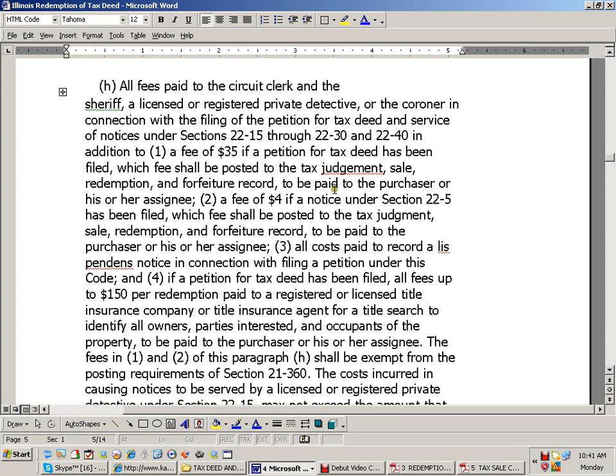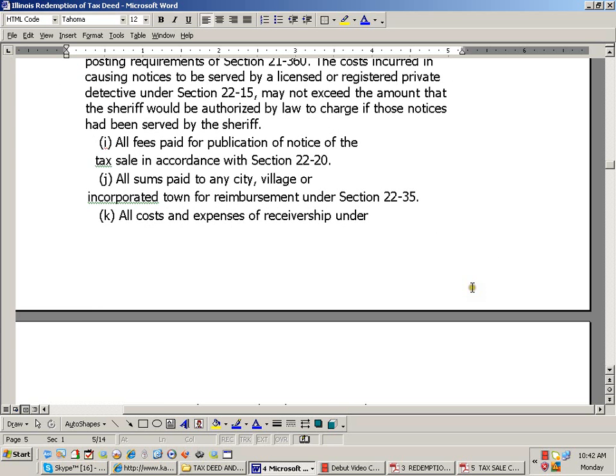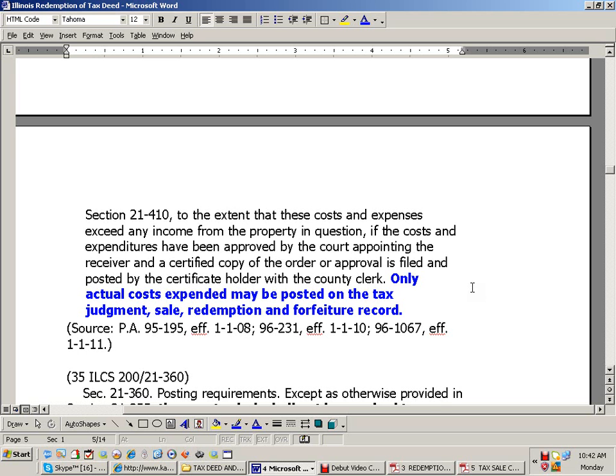So where would they file petitions for tax deeds? That's really what you need to find out. Where's the petition for tax deed filed? Because it's going to be tied to your certificate number, right? Right. I have this number. I can ask in one office or another. All the actual costs expended may be posted on the tax judgment, sale, redemption, and forfeiture record.